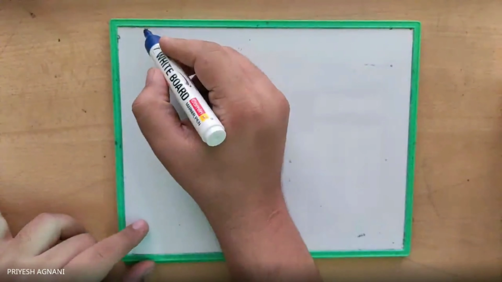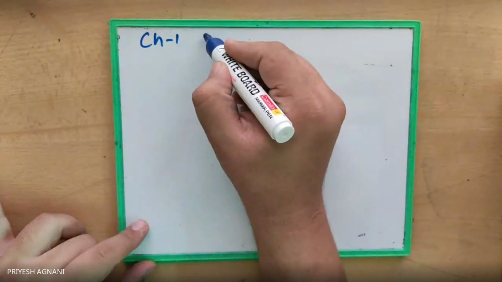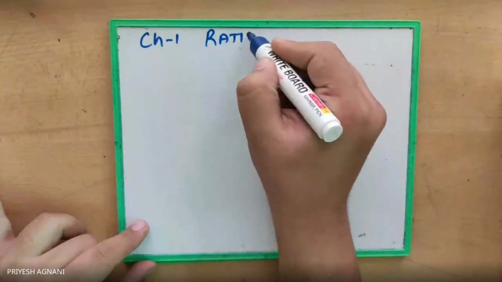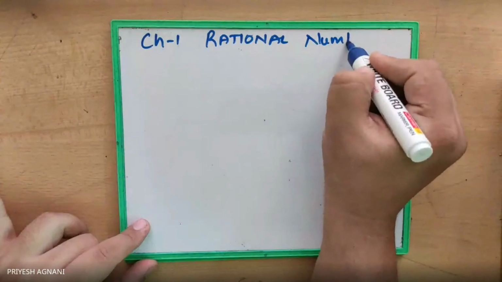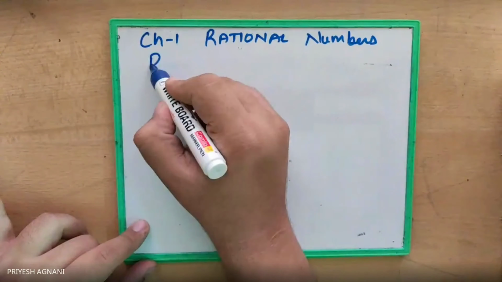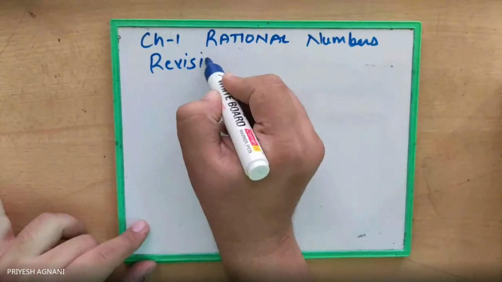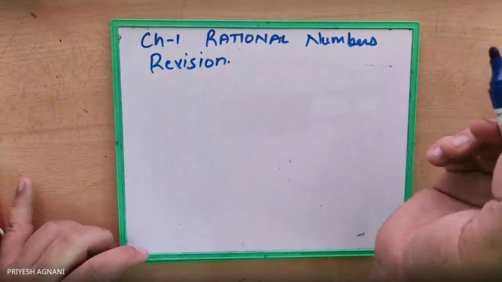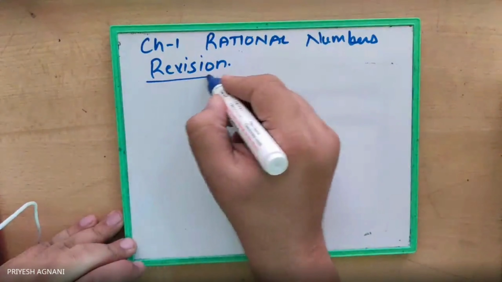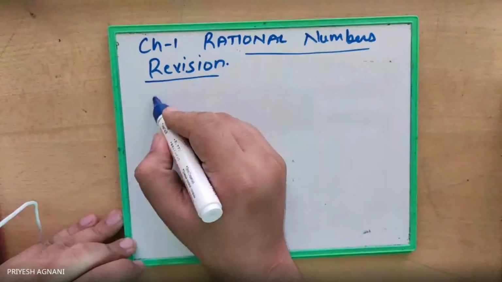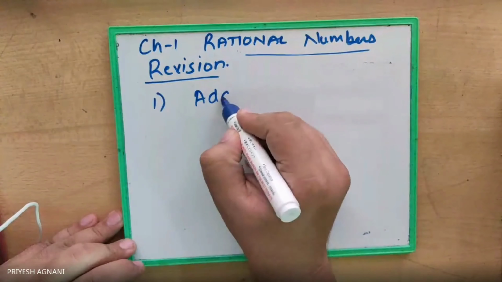Today we start with chapter 1, rational numbers revision. In this revision we are going to see, first of all, what is additive inverse.